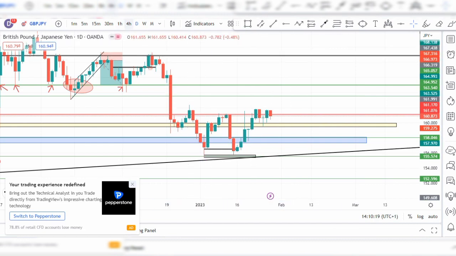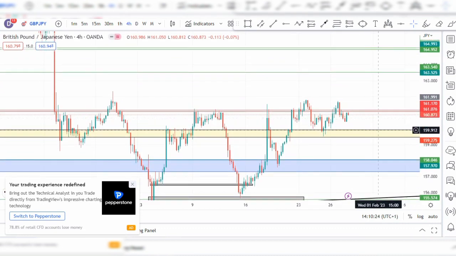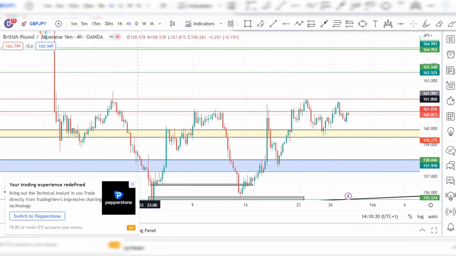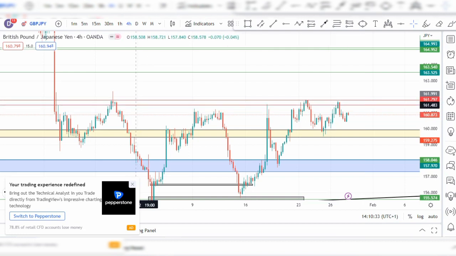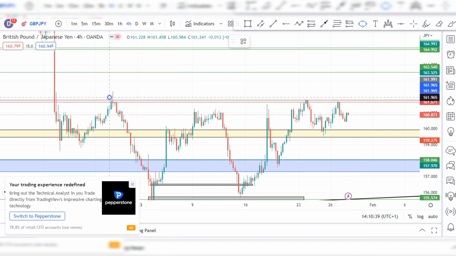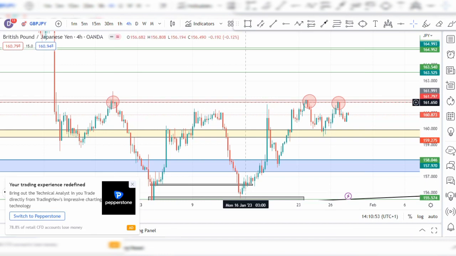So let's go down to the four-hour time frame and see if we can look for better opportunities there as well. Looking at this, we can see that there is a resistance area here. I'm just going to move this here. We can see price testing those areas, and then a couple more times as well. So on the four-hour time frame, this is a key area for us, and that is the 161.8 area, I would say.